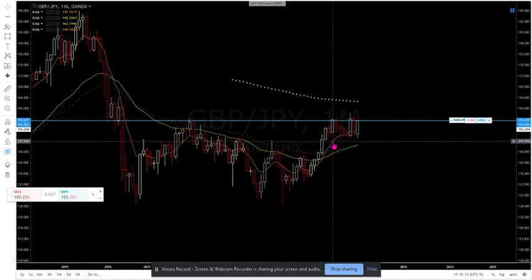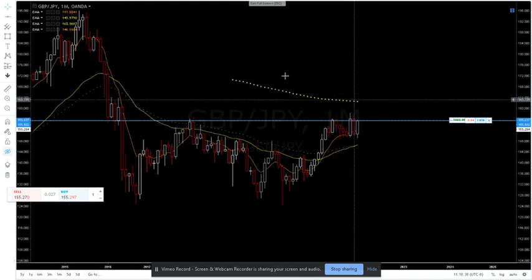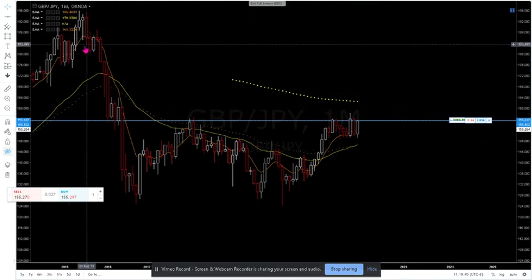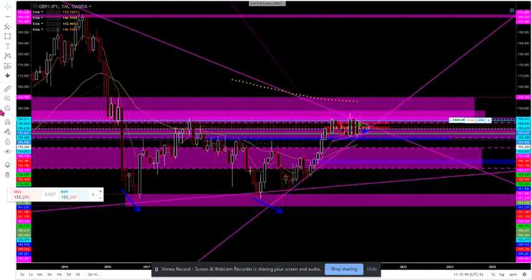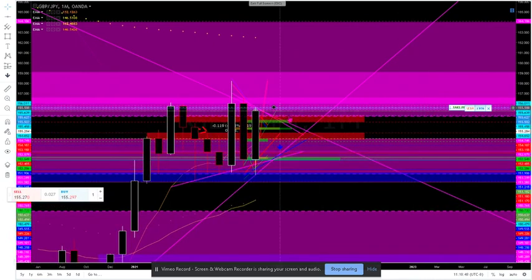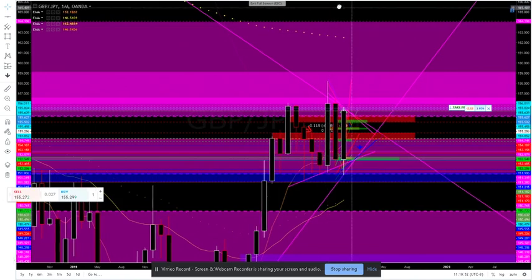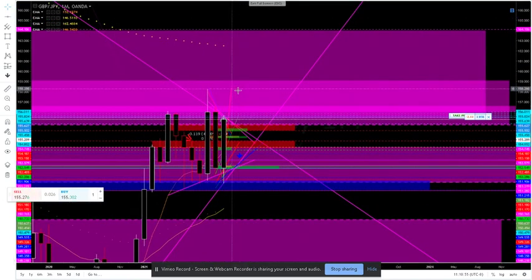But these two, this is the 8 and 34 EMA. So it's an uptrend. Right here, we're at a rejection zone. So that's why it's rejecting, trying to push down, based on those two bearish candles I just showed.